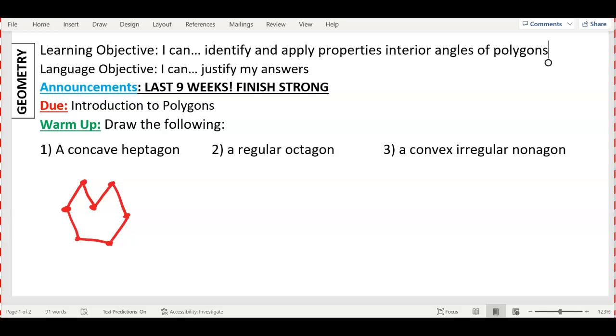Now, what does regular mean on number 2? What do y'all think regular means? We learned this 2 days ago. All sides are the same. All the angles are the same. What's an octagon look like? A regular octagon. 8-sided figure. Where do you see one of those probably every day? Like a stop sign, okay?